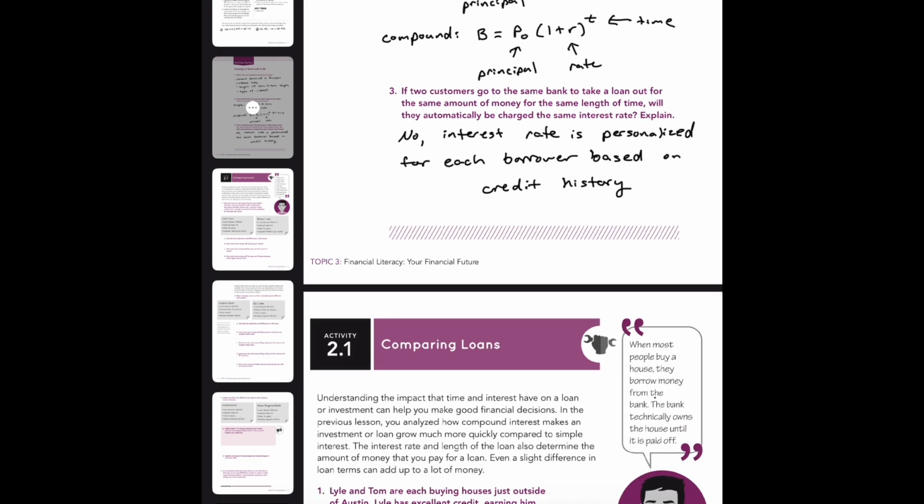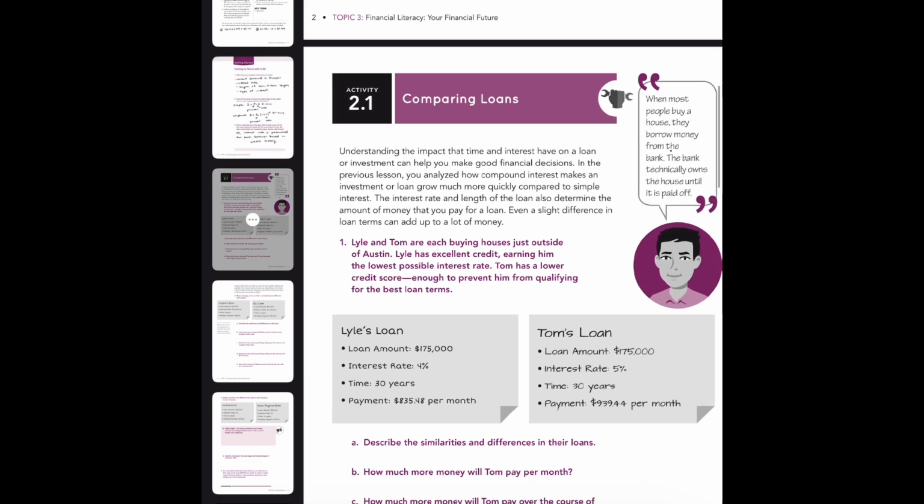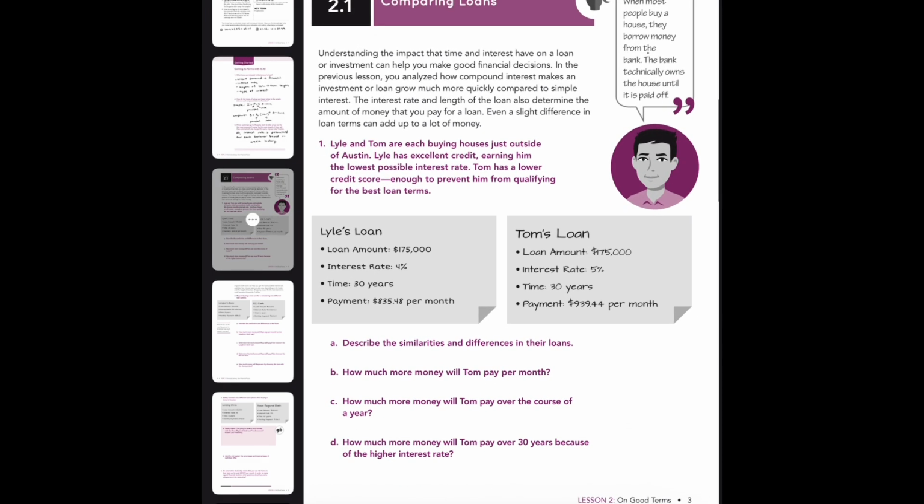All right, moving on to 2.1. Understand the impact that time and interest rates have on a loan. Okay, it can help you make good financial decisions. Talked about in the previous lesson, we analyzed compound interest versus simple interest, how compound interest grows more rapidly if you're saving money. The interest rate and length of the loan also determine the amount of money that you pay for a loan. So even the slightest difference in the terms of a loan can add up to a lot of money.